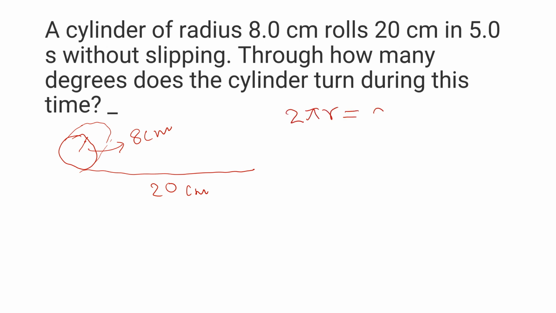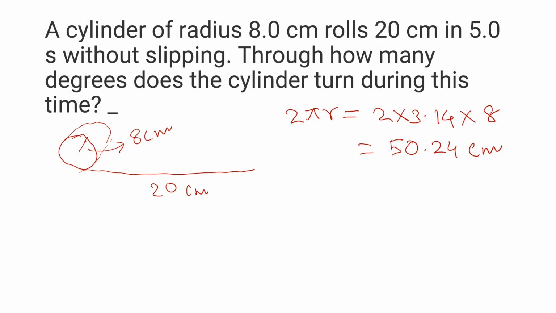We know that the circumference of the circle is given by 2 pi r. So we can write 2 times 3.14 times the radius. In this case, the radius is 8 centimeters. So let's take 8 centimeters. And if we multiply that, we get 50.24 centimeters. So that is the amount of distance it covers if it goes for one full rotation.